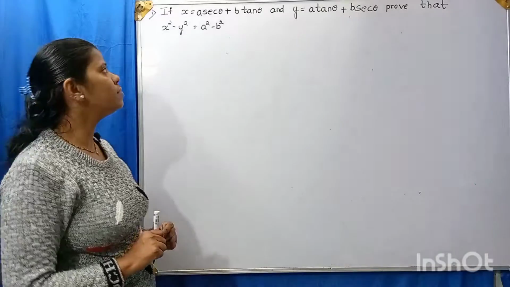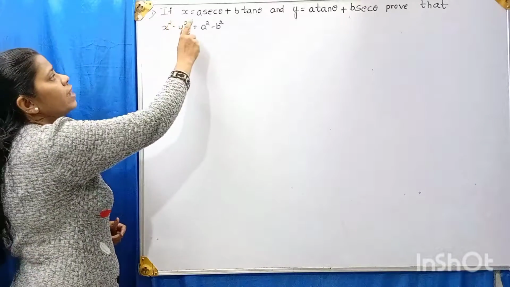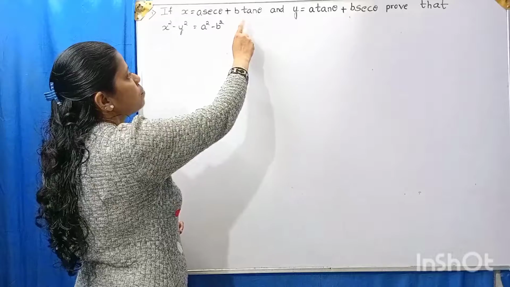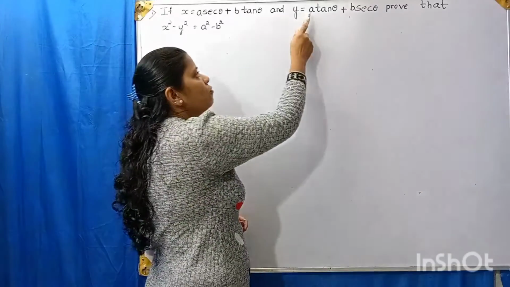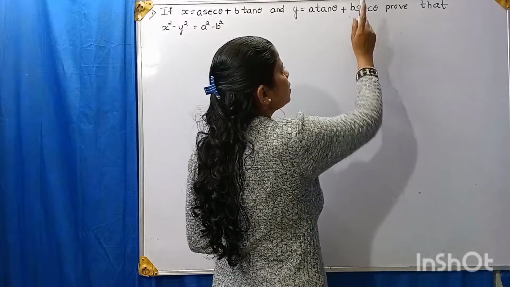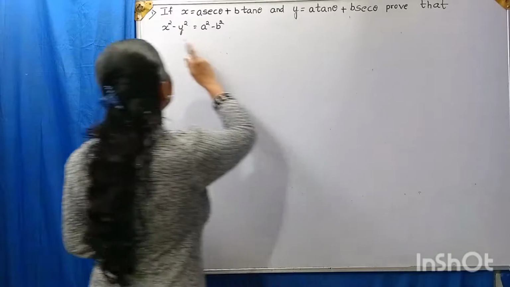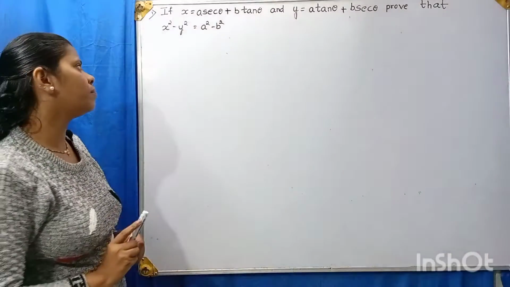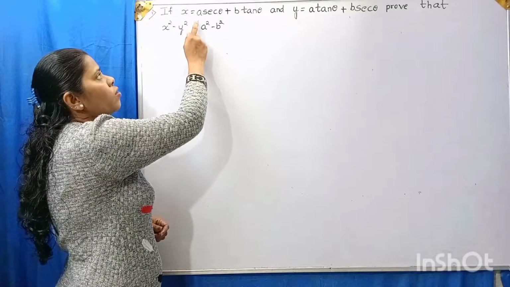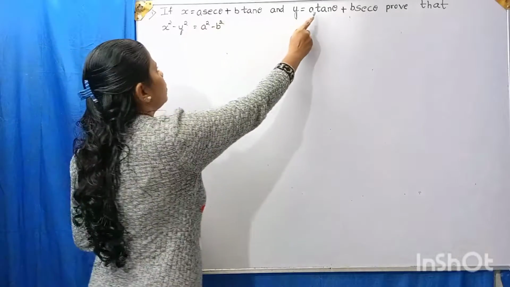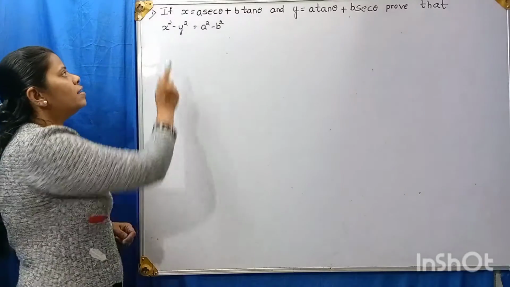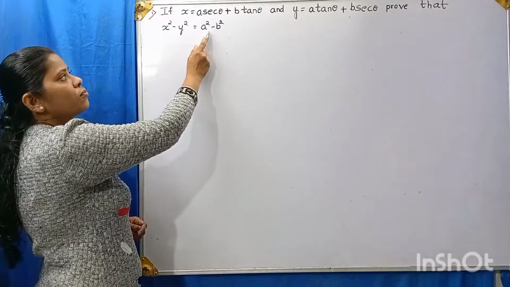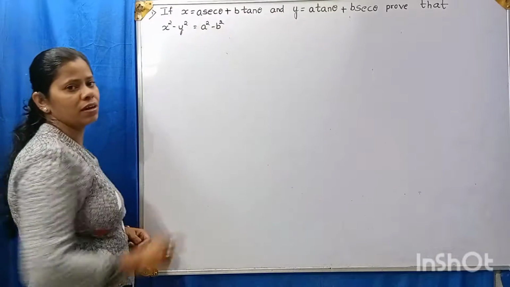Now let's solve this problem. If x is equal to a secant theta plus b tan theta and y is equal to a tan theta plus b secant theta, prove that x square minus y square is equal to a square minus b square. Here they have given the value of x and y, and we have to prove that x square minus y square is equal to a square minus b square.